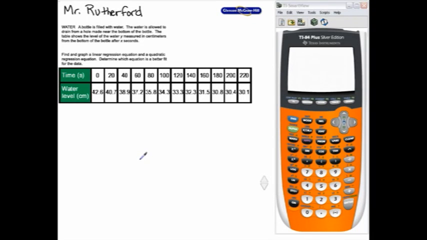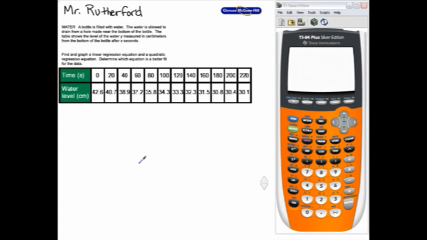A bottle is filled with water. The water is allowed to drain from a hole made near the bottom of the bottle. The table shows the level of the water Y, measured in centimeters, from the bottom of the bottle after X seconds. Find and graph a linear regression equation and a quadratic regression equation. Determine which equation is a better fit for the data.